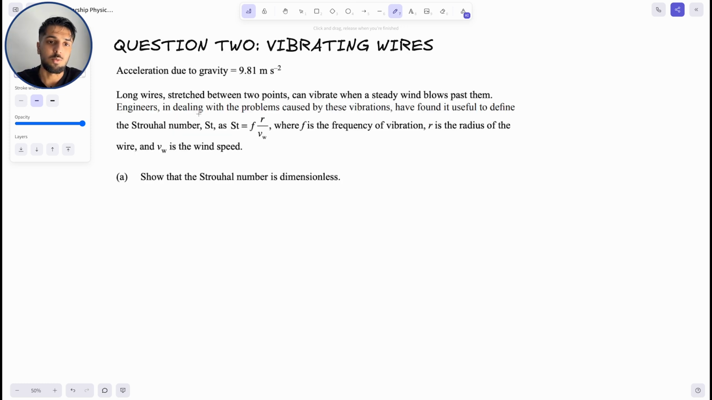Okay, question 2. Long wires stretched between 2 points can vibrate when steady wind blows past them. Engineers, in dealing with problems caused by these vibrations, have found it useful to define the name I can't pronounce number, which is abbreviated as ST.